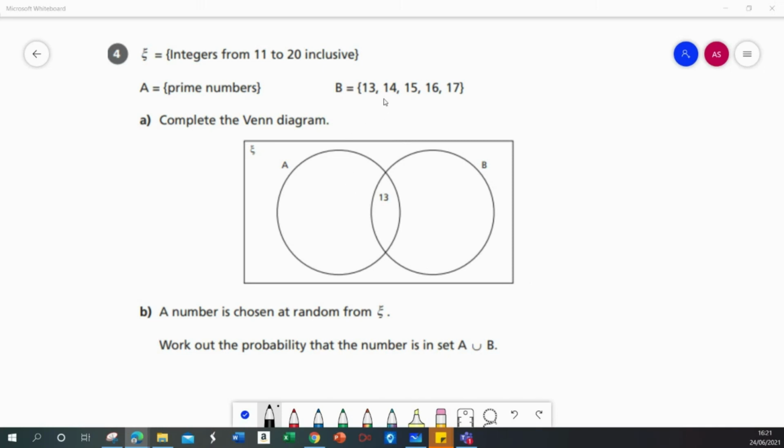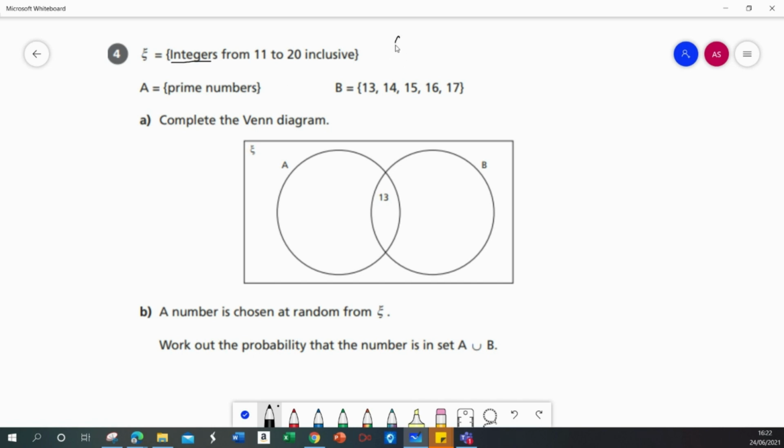For this question, we have a Venn diagram which we've got to complete for part A. Now, this symbol here is the universal set. So we're told that the universal set of numbers, which is all the numbers that will be in our diagram, are the integers from 11 to 20 inclusive. So our integers are our whole numbers from 11 to 20 inclusive.